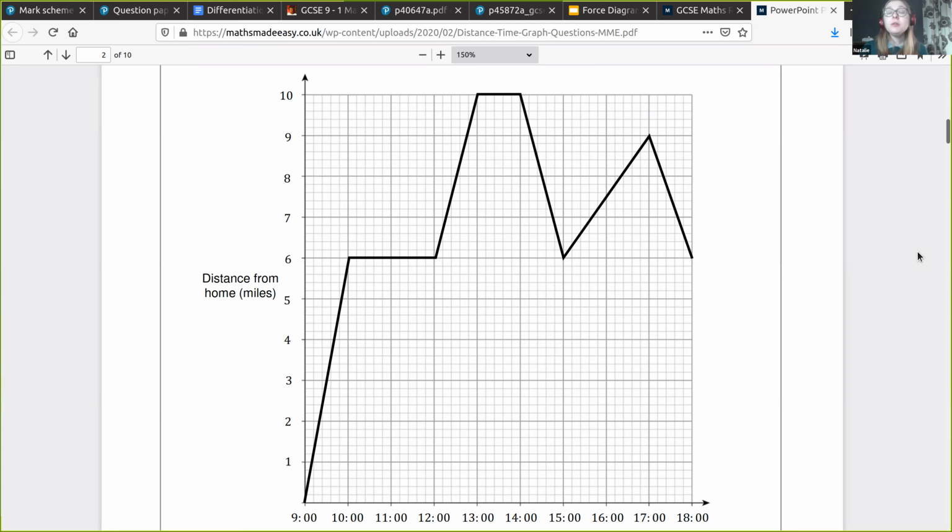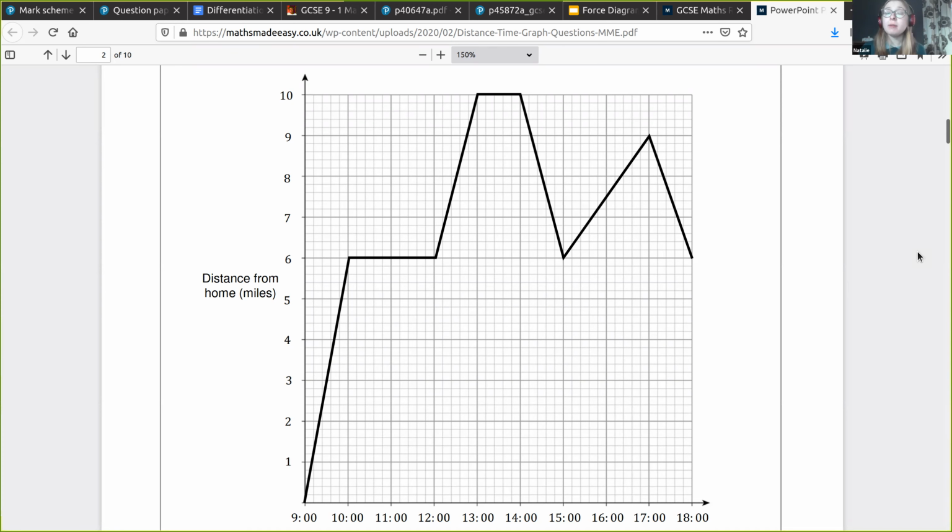Now, we can use the gradient of that section of the line to work out the velocity, the speed at which the person or object was moving. So if they've moved 6 miles across 1 hour, we could say they are moving at 6 miles per hour for that first section of the journey.